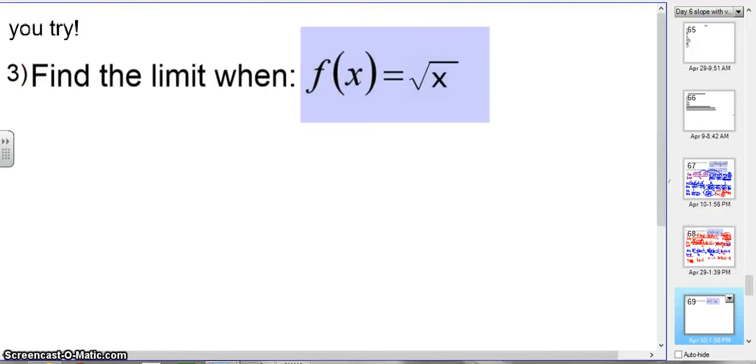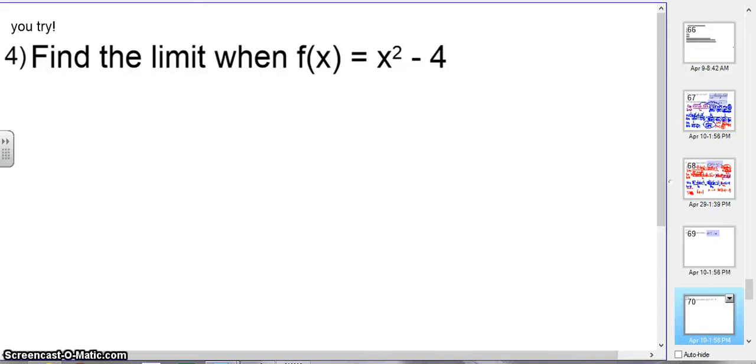Okay, let's take a look. This one looks like a you try question. It has a radical in it. I did one with a radical in it, and I gave you an easier one. And let's take a look at this one. This is also a you try. It's a quadratic. I just did a quadratic. This one, again, should be a little easier. We will go over number 3 and number 4 in class.